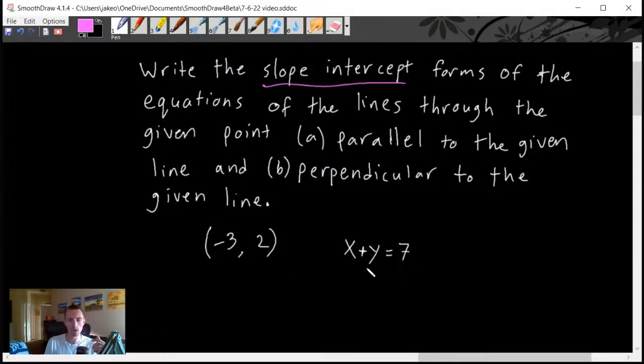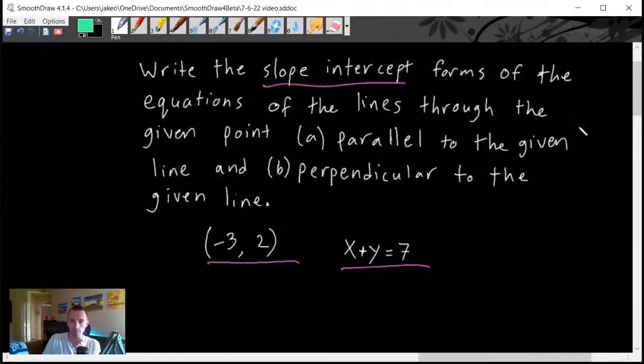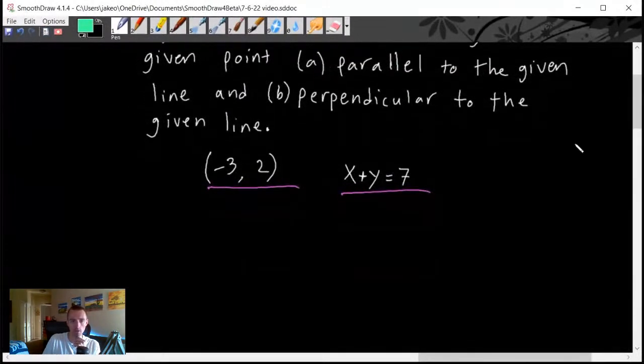Okay, so we're given two pieces of information. We are given a line, and we're given a point. We need to come up with two different line equations, two different parts to this problem. We'll talk about them separately. So let's start with part A. Okay, part A says we need to find a line that is parallel to the given line, and it has to go through this point.